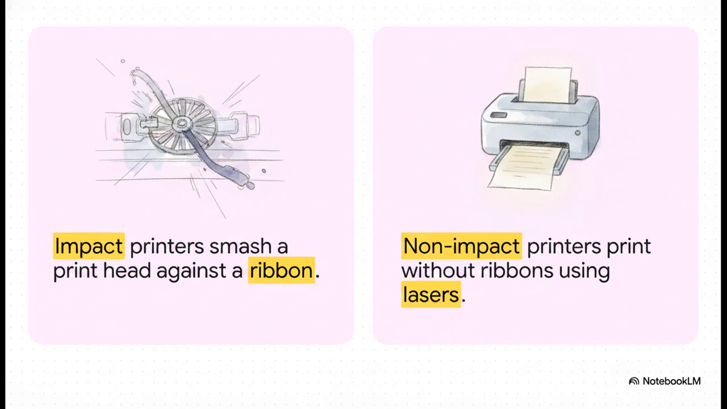Non-impact printers, on the other hand, which are often called page printers because they do a full page at once, produce characters and images without any striking mechanism at all. They just rely on elegant laser technology or tiny, precise sprays of inkjet droplets to seamlessly transfer the data.